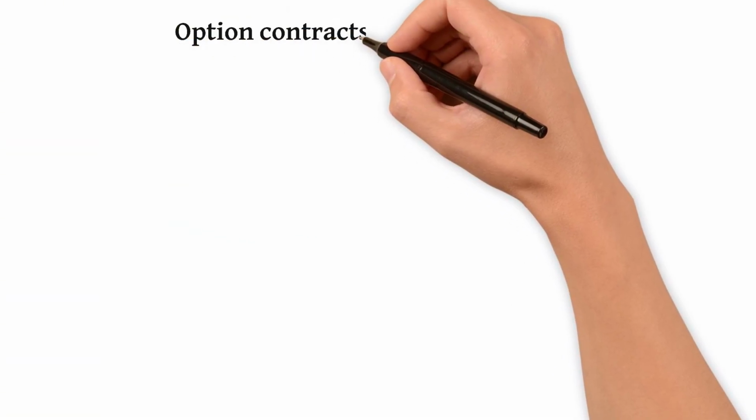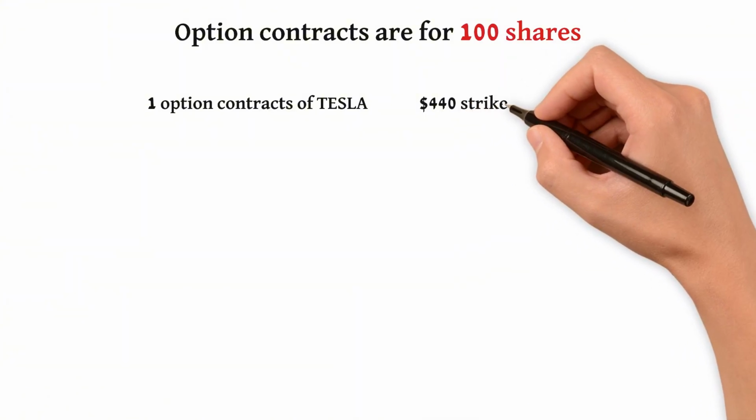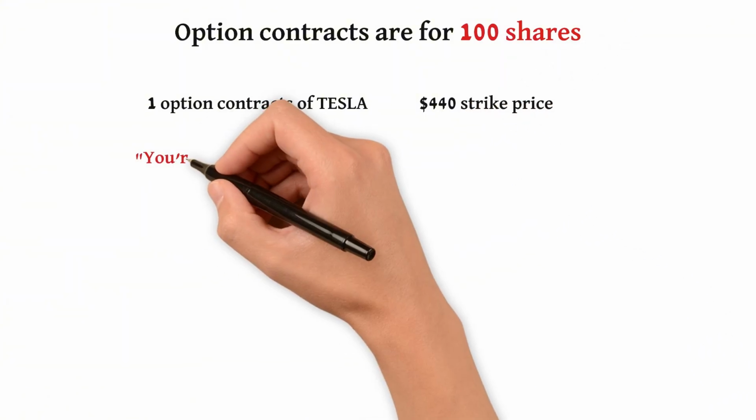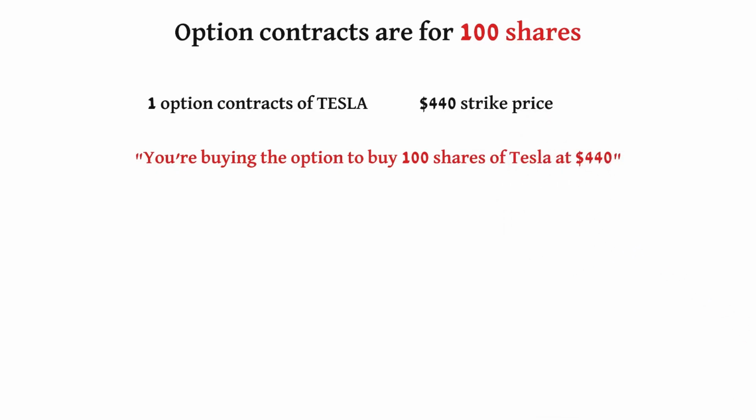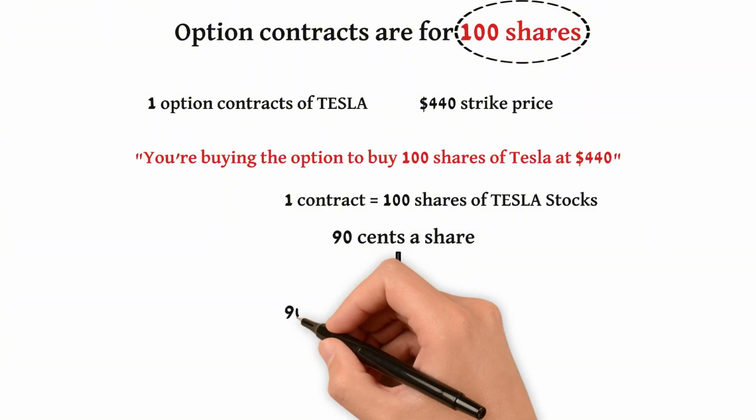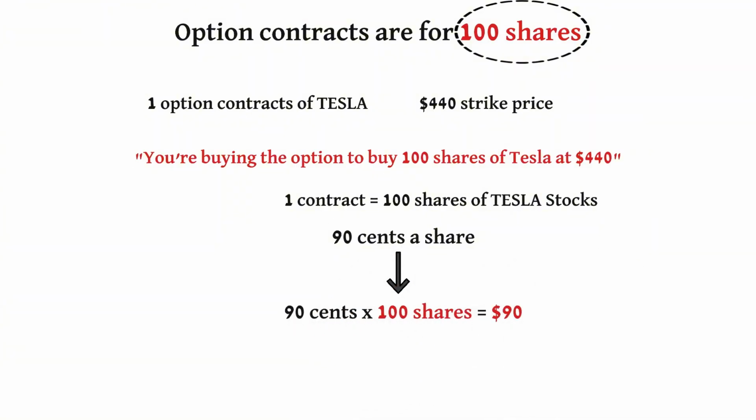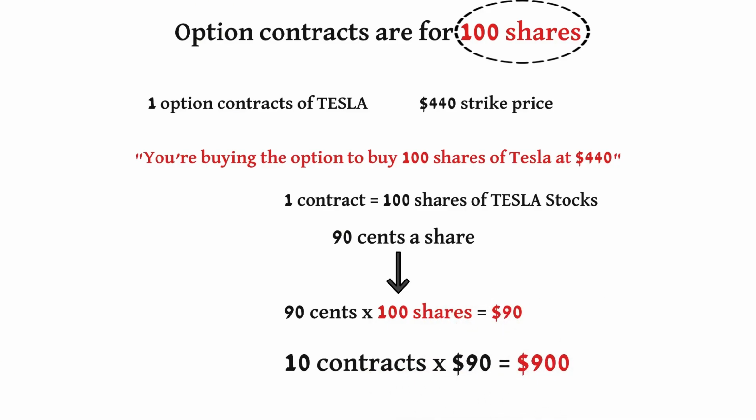One last thing, option contracts are for 100 shares. If you buy one option contract of Tesla at $440 strike price, then you're buying the option to buy 100 shares of Tesla at $440. The contract is at 90 cents, so that's 90 cents a share. Just remember, you're dealing with 100 shares of a stock, not one. So if the contract says 90 cents, then the option contract will cost you $90. So if you buy 10 option contracts, it will cost you $900.